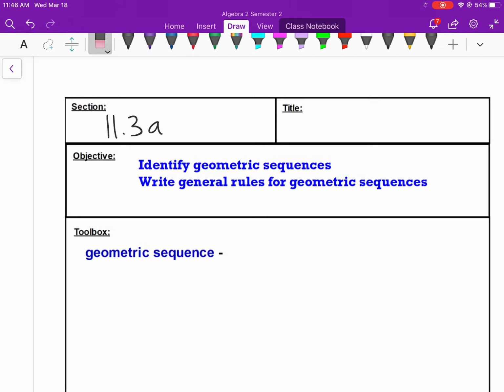11.3a notes. Identifying geometric sequences and then writing general rules for them. Now, a geometric sequence tends to be exponential. And again, a sequence is a list of numbers that follows a specific pattern. If it is geometric, the pattern that it's going to follow is that it is multiplying by the same number every time.